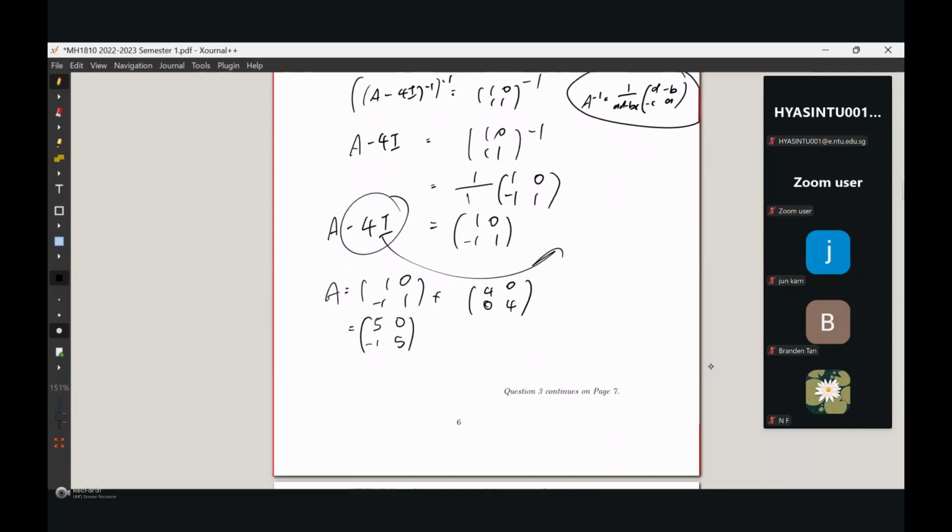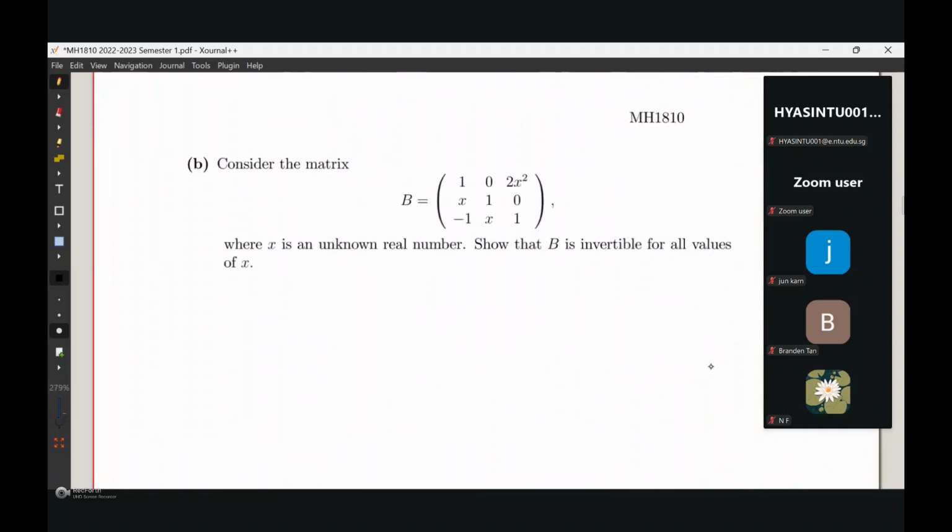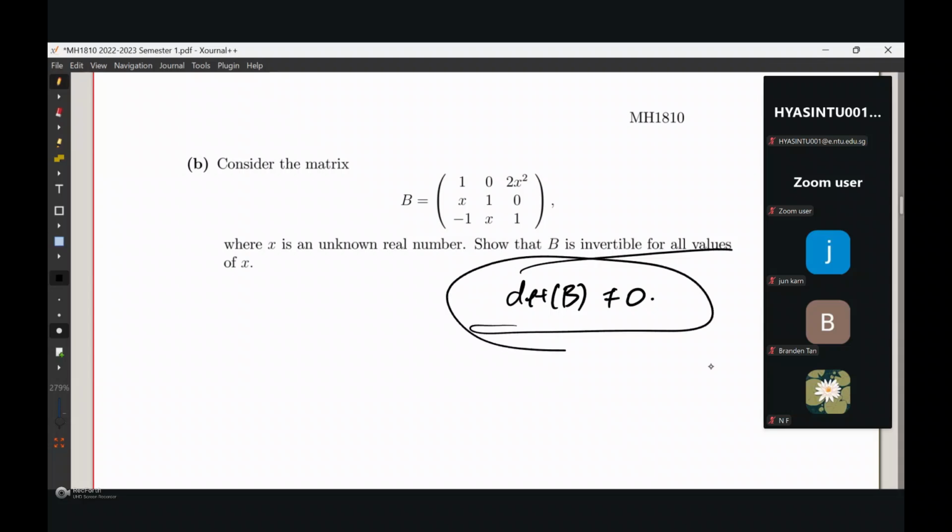Okay, let me move on. Part B. So consider the matrix where x is an unknown real number. Show that B is invertible for all values of x. So for this question, what you're trying to show is that the determinant of B is never 0. Remember, invertible means your matrix has an inverse and your determinant is not 0. So what I want to show is that the determinant is not 0 for all values of x. Okay, so let's go ahead and do this.